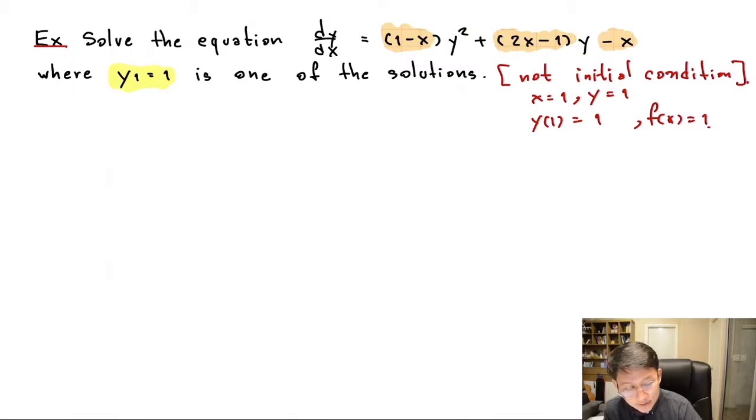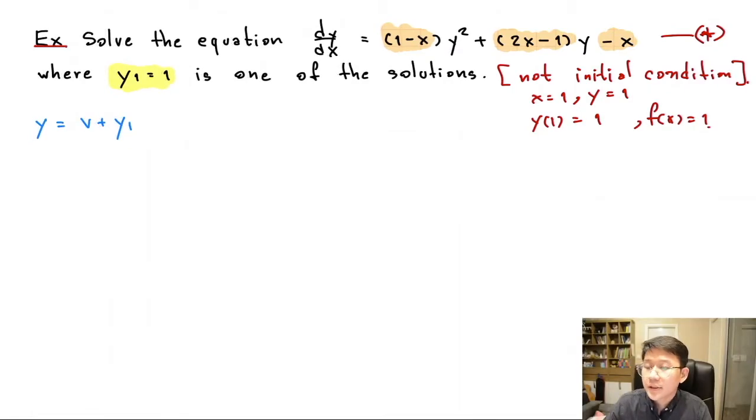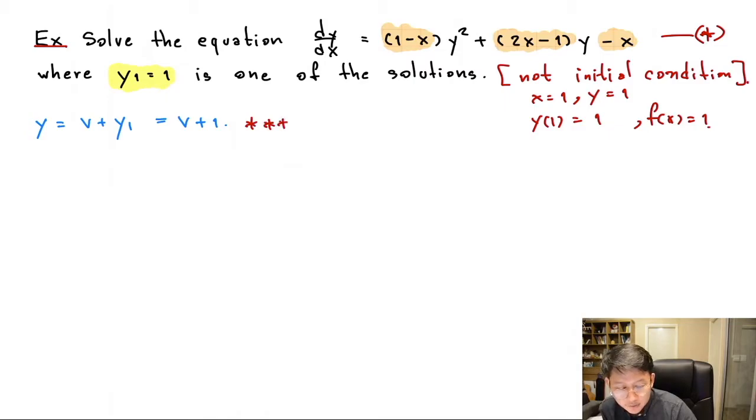So how to solve that? First, I will let y be v plus y1. But our y1 is 1, so what we have is v plus 1. This is our beginning. So I will substitute y, which is v plus 1, into equation star.